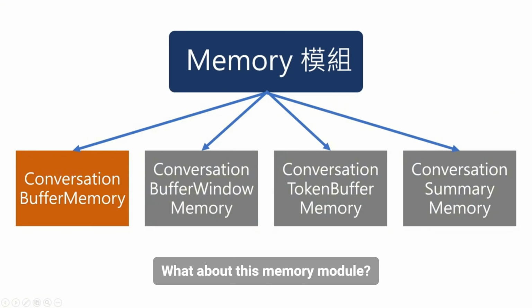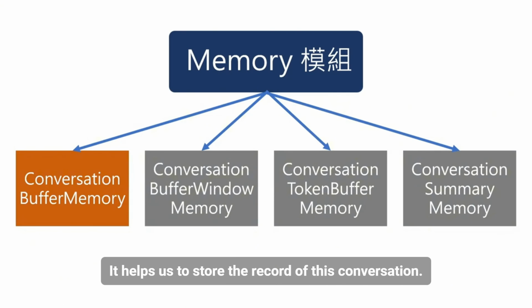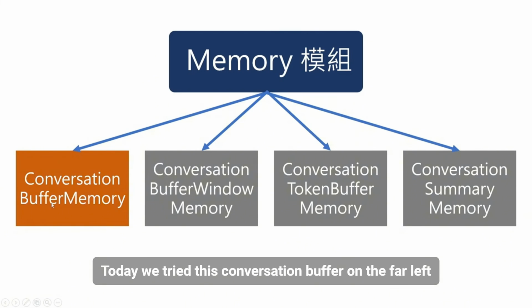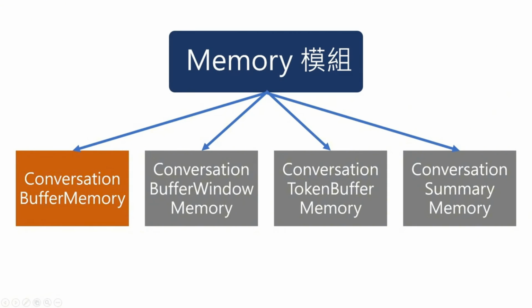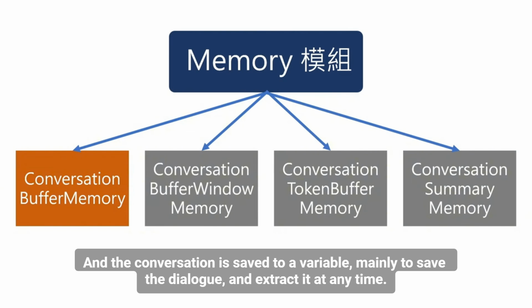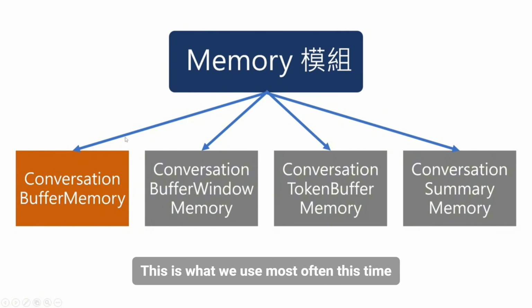What about this memory module? It helps us to store the record of this conversation. The common memories are as follows. Today we tried the conversation buffer memory on the far left. This memory stores messages, and the conversation is saved to a variable, mainly to save the dialogue and extract it at any time. This is what we use most often this time.